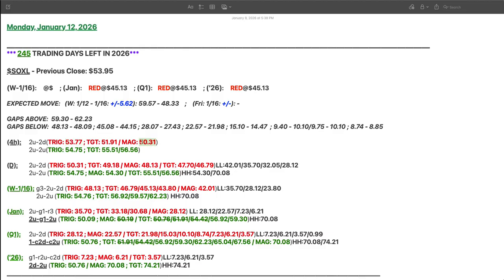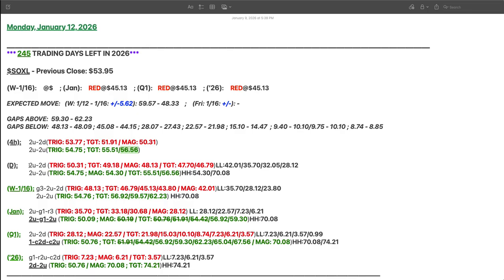The magnitude is 50.31, but that is a pretty big move in the face of an uptrend, right? We just put in the higher low on the 4-hour. So if we do pull back, I do see a bounce point around that 51.91 area. If we go to the upside, it's just a 2 up, 2 up continuation, triggering at 54.75. And I've got a target of 55.51 as my first target and 56.56 as the second target.